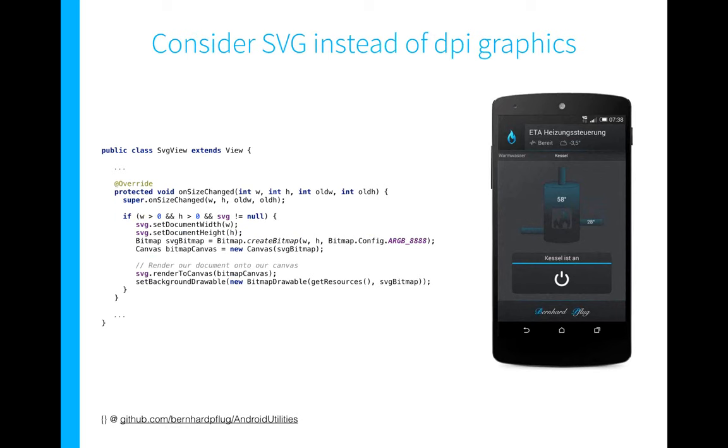Another small trick I want to show is about drawable resources. I guess every Android developer knows that handling all the different DPI sizes is a big effort. And even due to scaling on some devices, they might look fuzzy. So another solution you can think of is using SVGs instead of DPI graphics. So how are we going to do that? We once again create a custom view. And when the view size changes, we just draw the SVG with the exact view size and place it as a background of the view. So for every screen size, we always get a pixel perfect image.